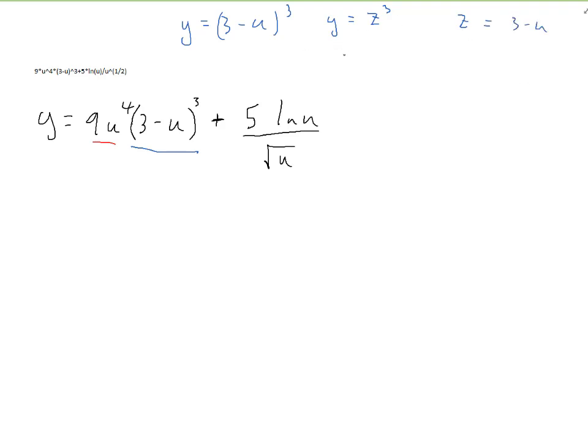So then dy by dz is equal to 3z squared. dz by du is equal to negative 1. So dy by du, which is what you need, that's y dashed, is equal to this times this, so it's minus 3z squared.